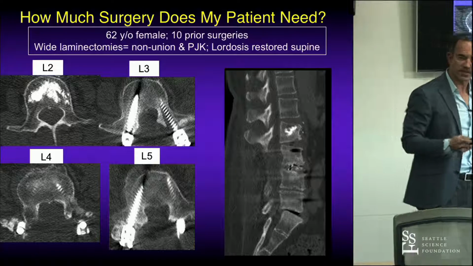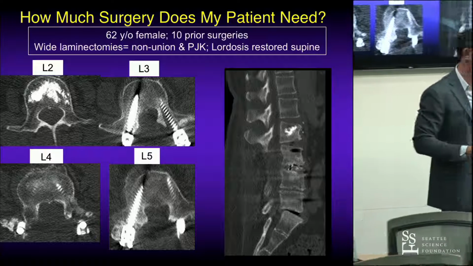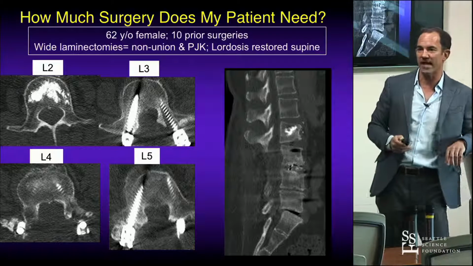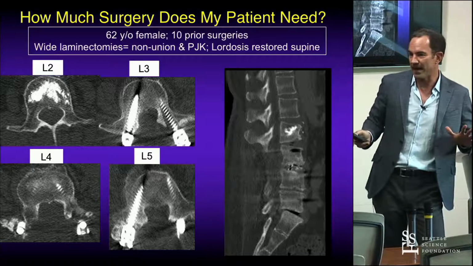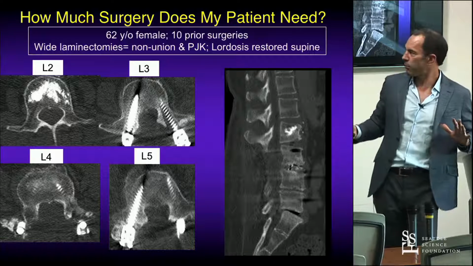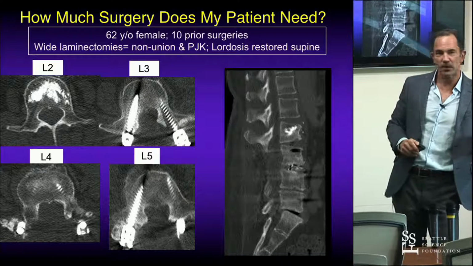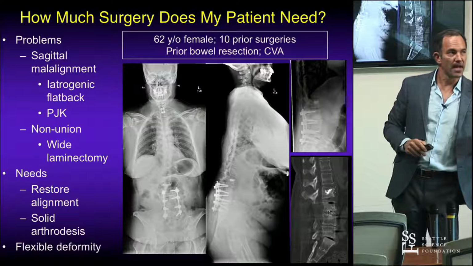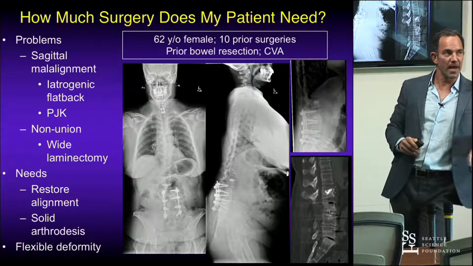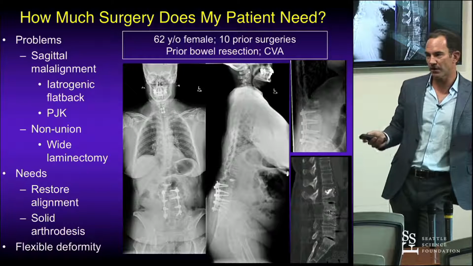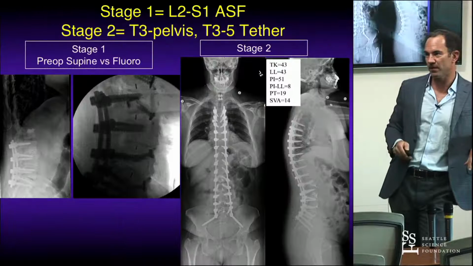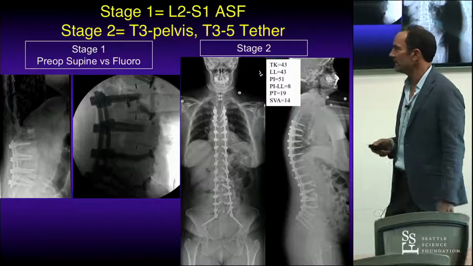So I can use these non-unions to my advantage to restore sagittal alignment, but also use that same problem that she has to attain a solid fusion. Again, I need to restore alignment and get a solid arthrodesis, but it's a flexible deformity moving through these non-unions. So I did a 2-stage, right?